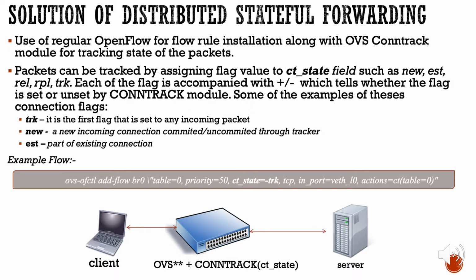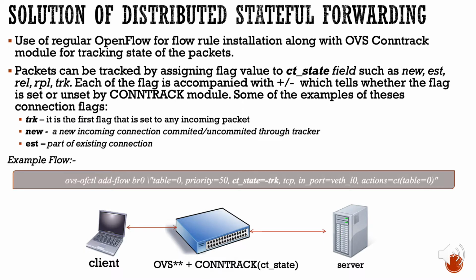Packets can be tracked by assigning a flag value to the ct_state field, such as new, est, rel, rpl, trk, and each flag is accompanied with a plus or minus sign, which tells whether the flag is set or unset by the conntrack module. For example, if there is a new packet entering the switch, the flow rule will mark it as minus trk, which means the packet is untracked and has not been passed through the conntrack module.